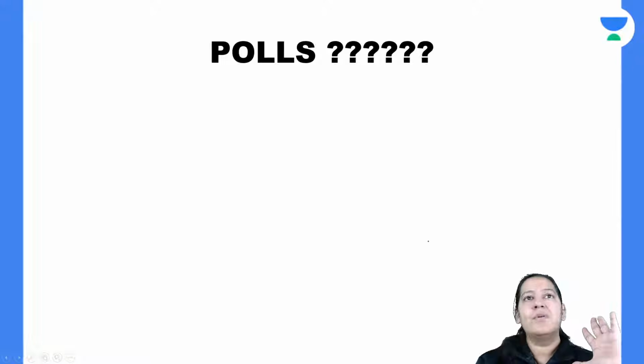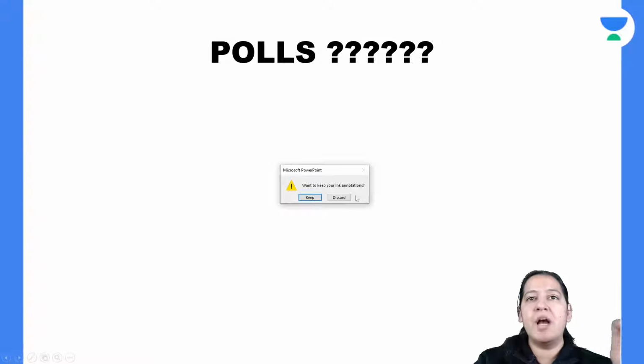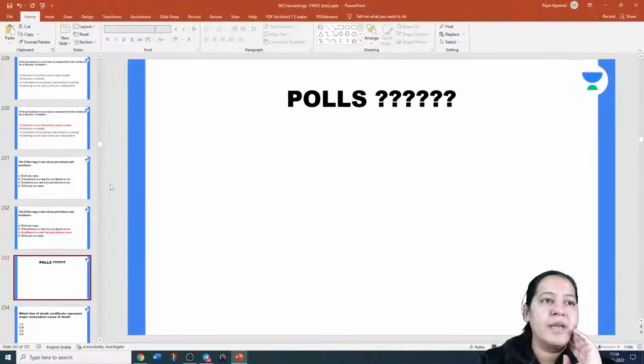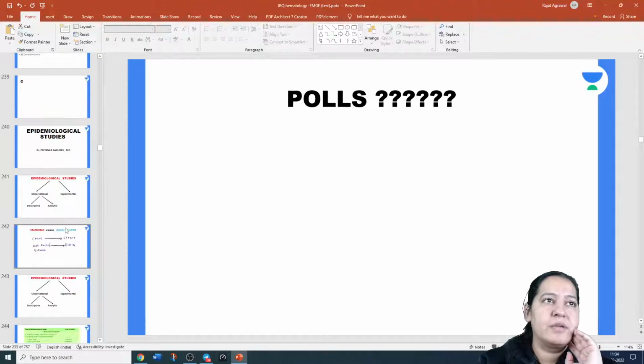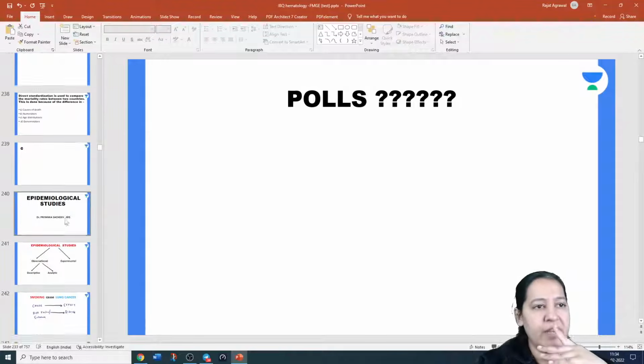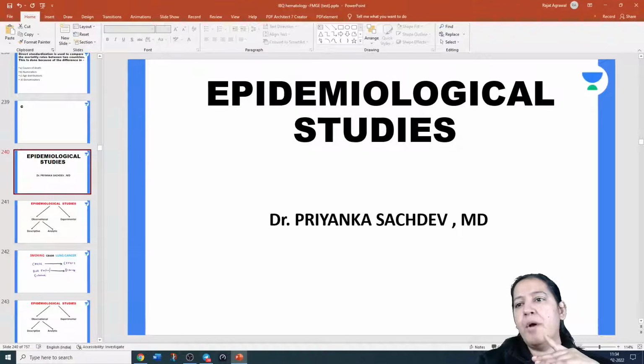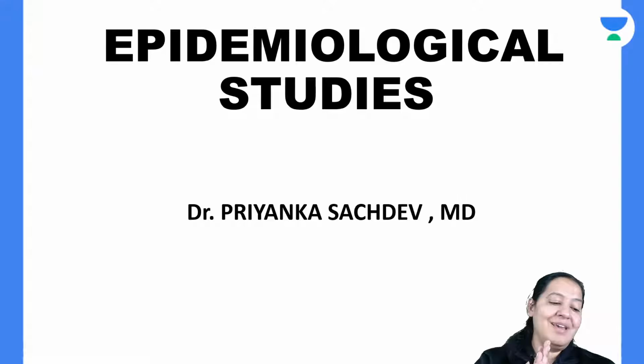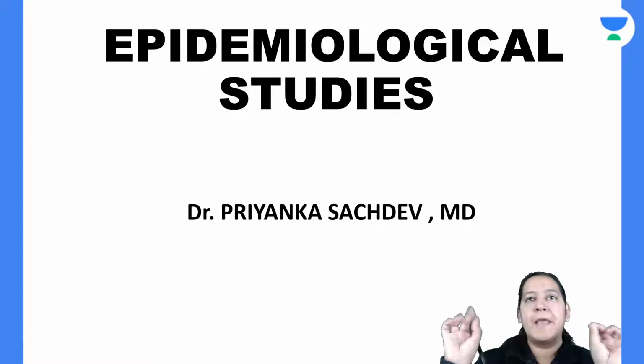Right. Okay, we have done the polls now. Let me skip these polls and come to the next topic. The next topic is the death certificate. Not death certificate, I'm not teaching you death certificate here. I will teach you later on. So let me come to epidemiological studies. Let me start epidemiological studies, the most difficult topic in epidemiology.